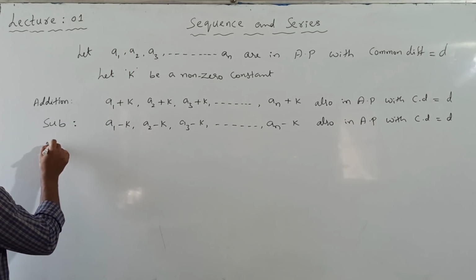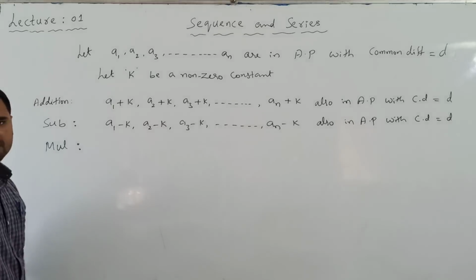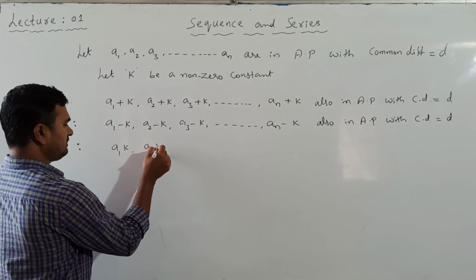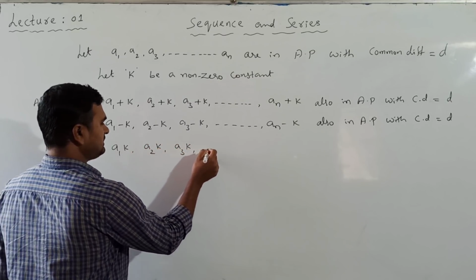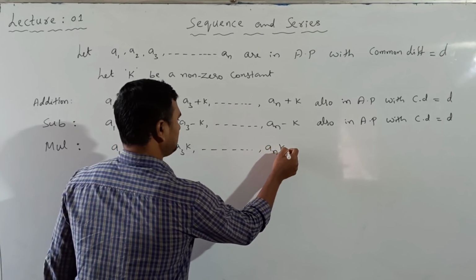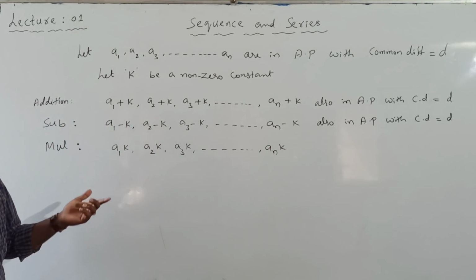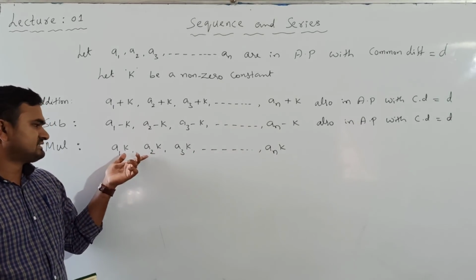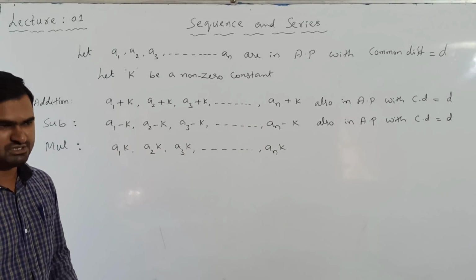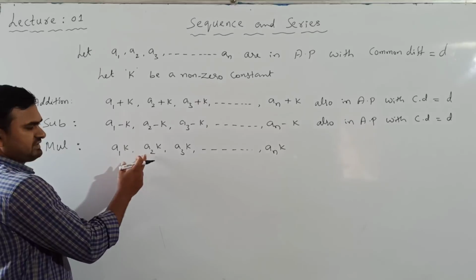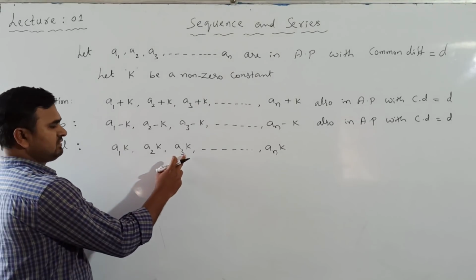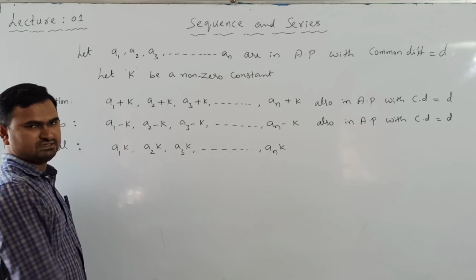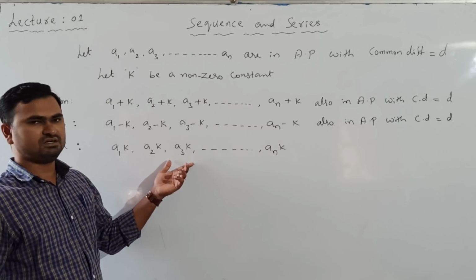Next, if I multiply some constant k to each of the terms of the arithmetic progression, that is a1 into k, a2 into k, a3 into k and so on, an into k. So multiplied by k to each of the terms of this arithmetic progression, this sequence of terms will again be in arithmetic progression, because you can observe the difference. Here the difference is a2 minus a1 into k, a3 minus a2 into k. Here a2 minus a1 is d, a3 minus a2 is d. So the difference is the same, dk, here also dk.